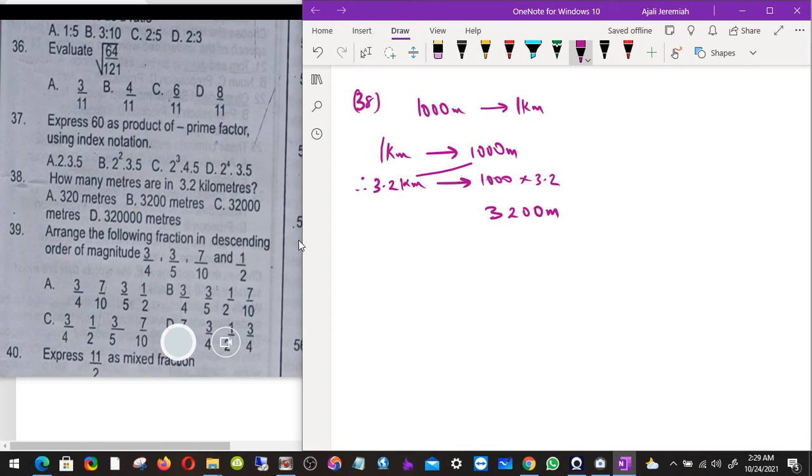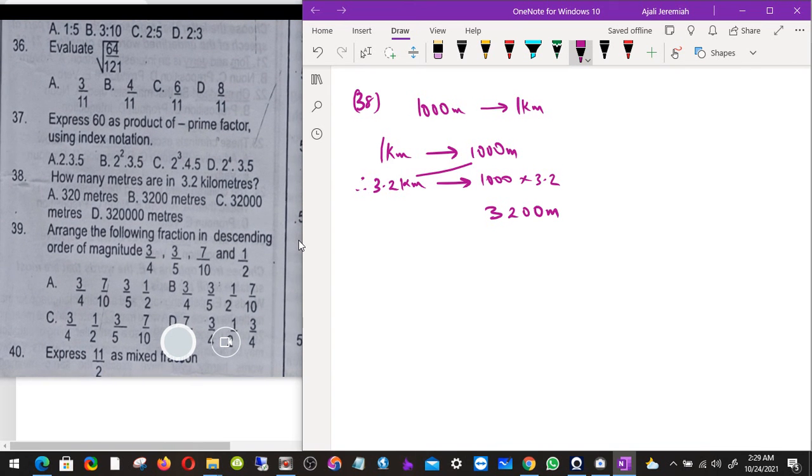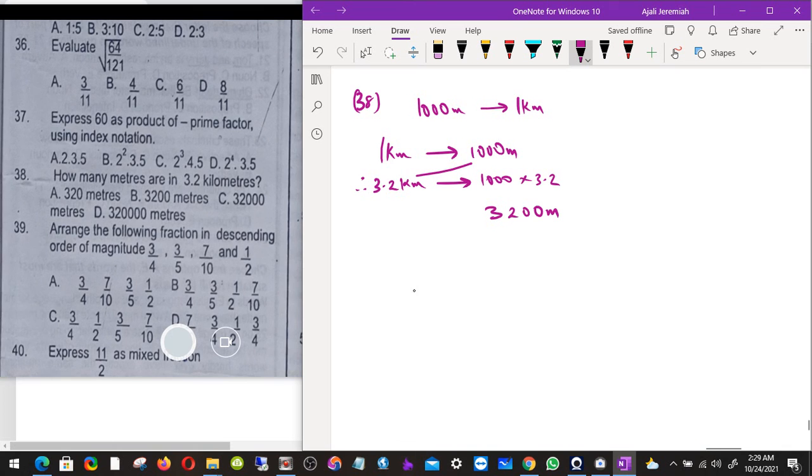Number 39. Arrange the following fractions in descending order of magnitude. In descending, so that's from the highest to the lowest. Now this is an OBJ question. You are solving the OBJ part, so you can actually use the method of dividing each of the fractions instead of using the LCM method, and you still get the answer.